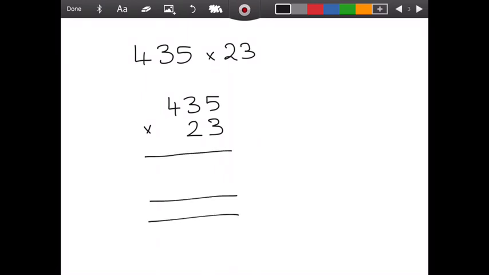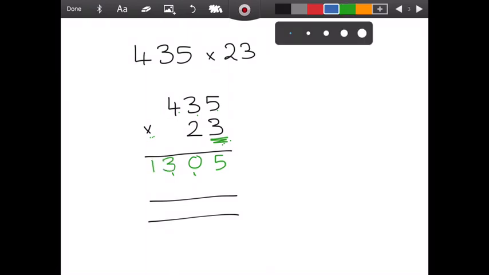This time you're going to need more space underneath for your calculation, because essentially what we're going to do is do 435 times 3 and then 435 times 20. The first few steps are just like the previous calculation while we're working with the ones. So we'll start off with 3 times 5 is 15. We keep it up the top there. Next we've got 3 times 3 is 9, add the 1 is 10. And 4 times 3 is 12, add the 1 is 13.